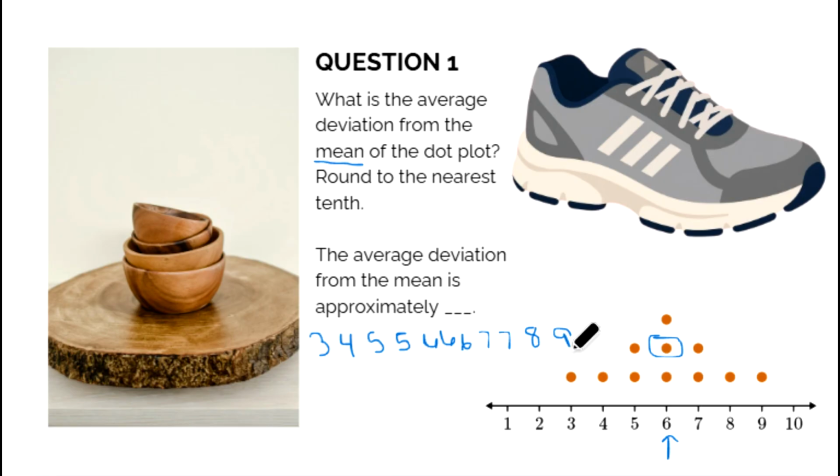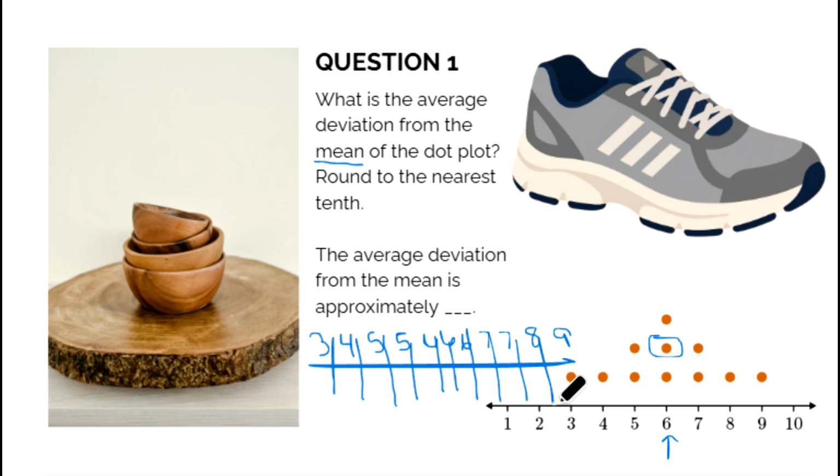Now how I made this table is we had 1 dot at 3, 1 dot at 4, 2 dots at 5, so I have 2 5s here, 3 dots at 6, 2 dots at 7, 1 dot at 8, 1 dot at 9. Okay. Now we need to figure out how far each of these dots deviates from the mean. Our mean is 6. Okay, so all of these 6s are going to be 0 because they didn't deviate out. 7 is 1 step away from 6.